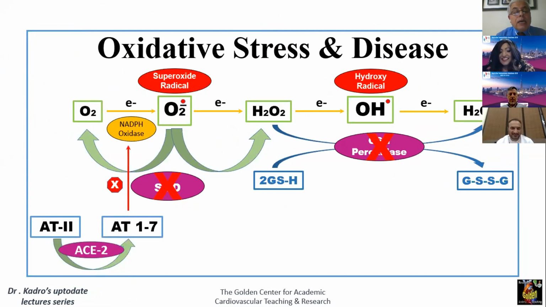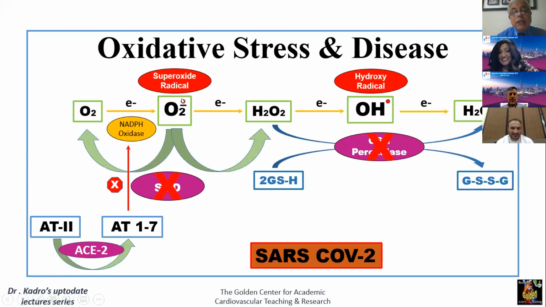However, this angiotensin 1-7 also works to suppress NADPH oxidase and prevents the production of this bad substance, the superoxide radical. However, if we get SARS-CoV-2, we'll get more inhibition of this ACE2, so we now have double inhibition. That means increased activity of NADPH oxidase, increased production of superoxide radical, and increased oxidative stress.